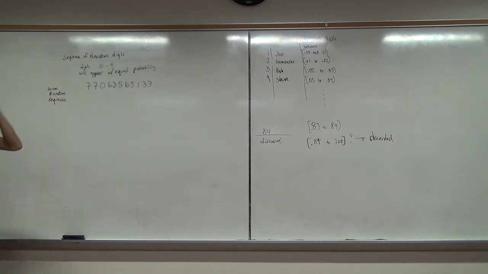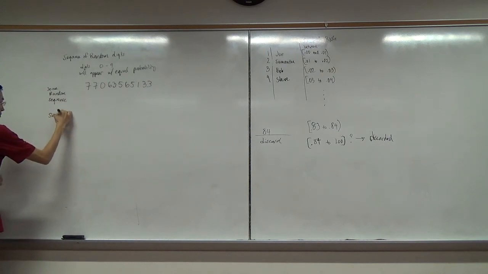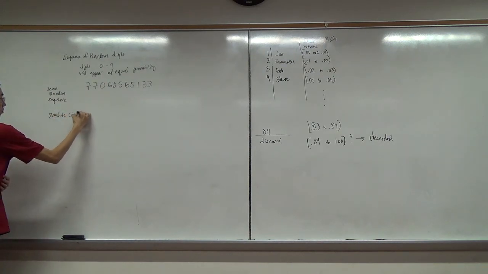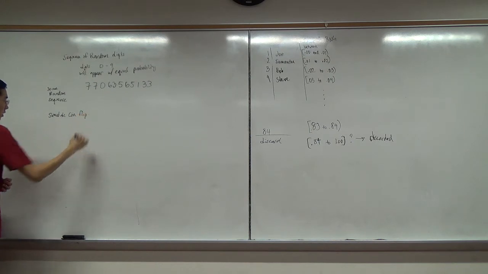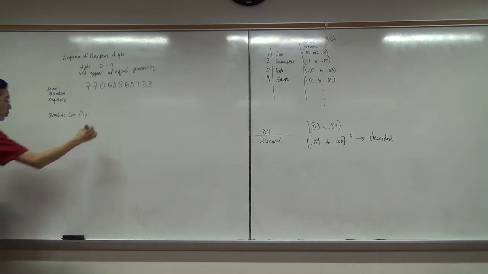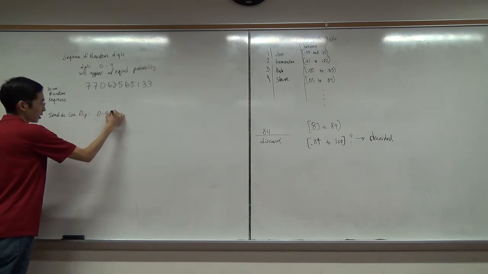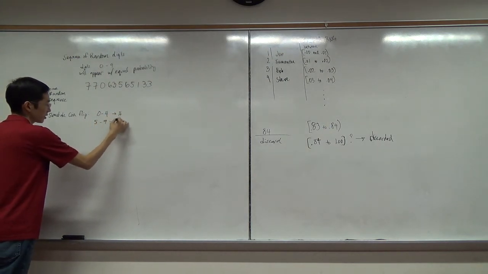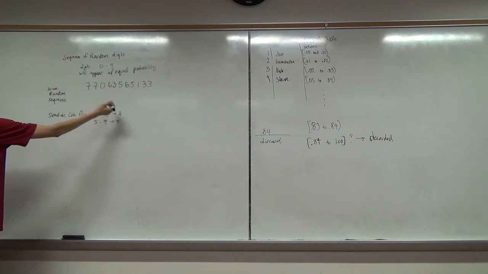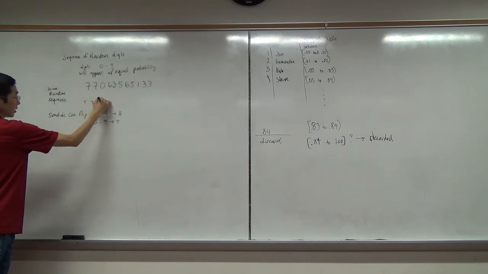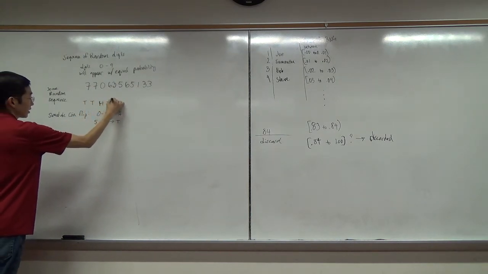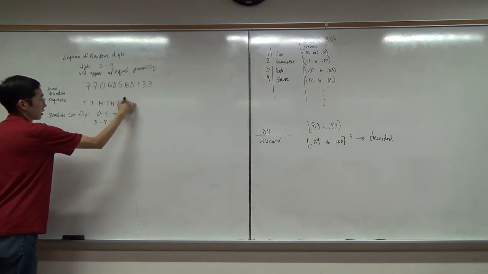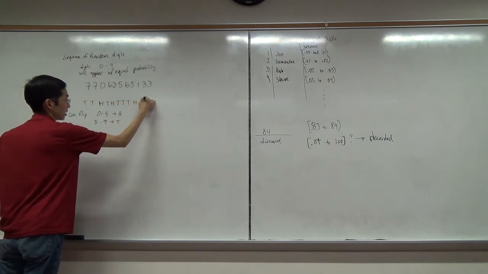Okay, and we could use this to simulate a coin flip. And so to simulate a coin flip, we could say if we get 0 to 4, that is heads, and 5 to 9 would be tails. So our coin flip sequence would be tails, tails, heads, tails, heads, tails, tails, tails, heads, heads, heads.